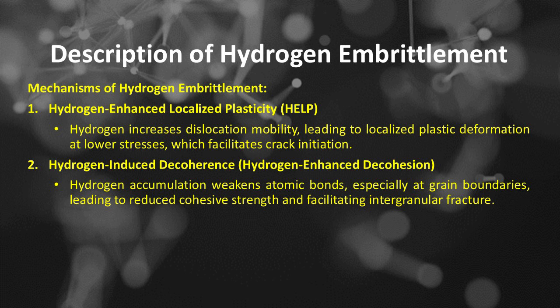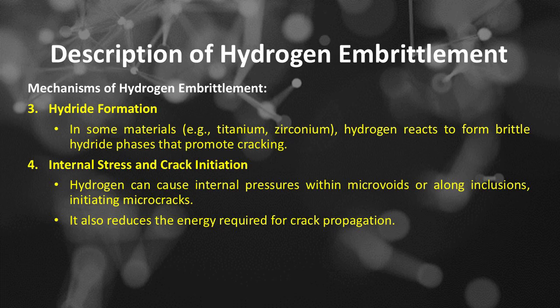Number 2 is hydrogen-enhanced decohesion. Hydrogen accumulation weakens atomic bonds, especially at grain boundaries, leading to reduced cohesive strength and facilitating intergranular fracture. Number 3 is hydride formation. In some materials, such as titanium and zirconium, hydrogen reacts to form brittle hydride phases that promote cracking.